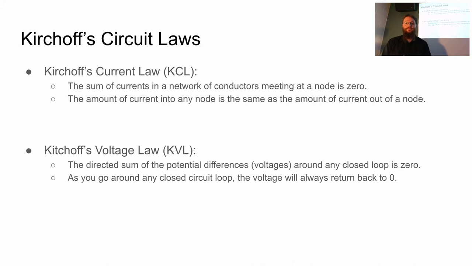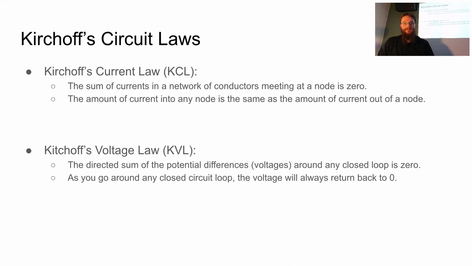The first one that I will talk about is Kirchhoff's current law. KCL is how it's commonly abbreviated. The way it's stated officially is that the sum of currents in a network of conductors meeting at a node is equal to zero. And the layman's way of saying it is current into a node has to equal current out of a node. I'll give you an example of that here in just a second.